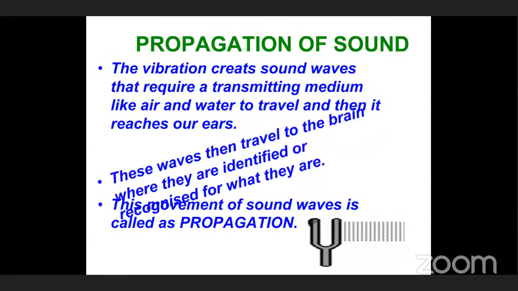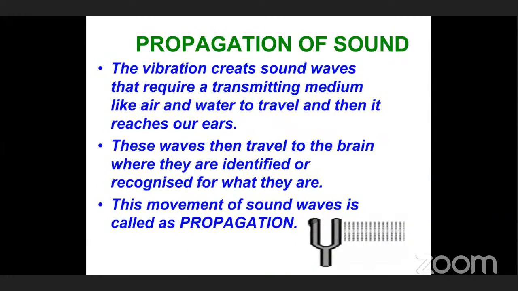Now, when these waves reach our ears, they travel to the brain where they are identified or recognized for what they are. We all know that the brain is the central controller of our body. Brain nerves identify what kind of waves have reached the ear and then the brain, and they make us understand that it is a sound. And this movement of waves is called propagation.